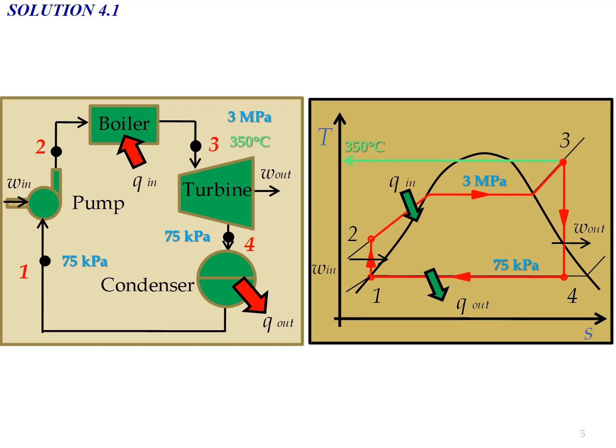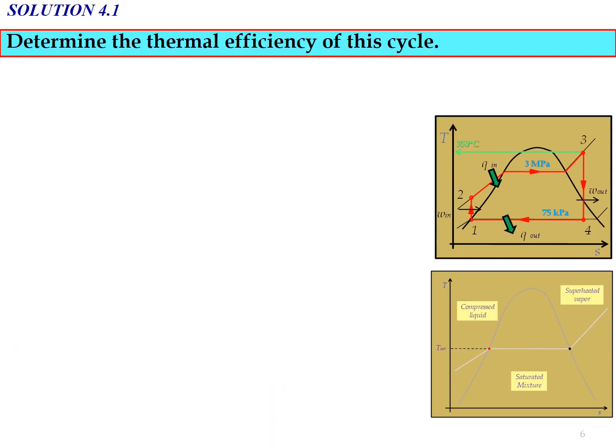Okay, and also the constant pressure line of 75 kilopascal and the constant pressure line for 3 megapascal. So during the heat addition process, we know that the pressure is also constant, where P3 equal to P2 equal to 3 megapascal. Now we need to use all the data to determine the thermal efficiency of the steam power plant. Determine the thermal efficiency of the cycle.